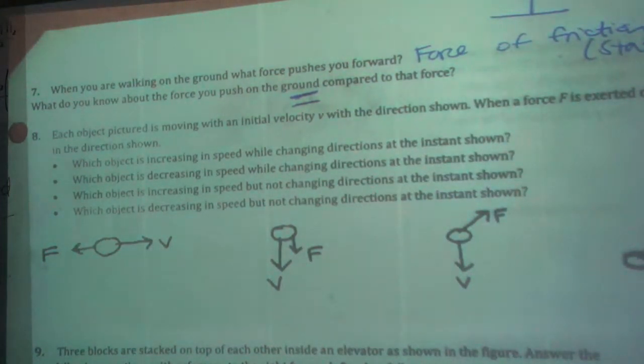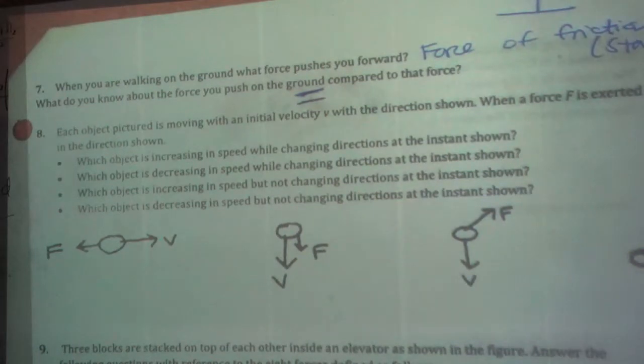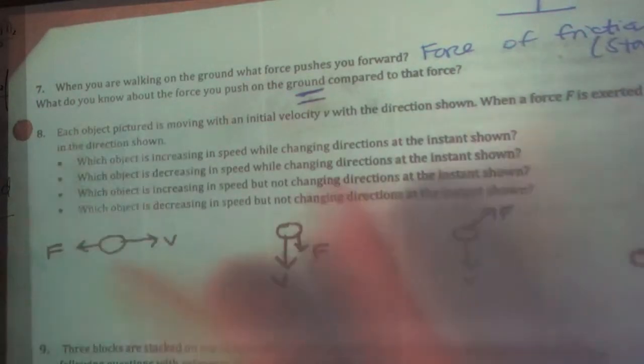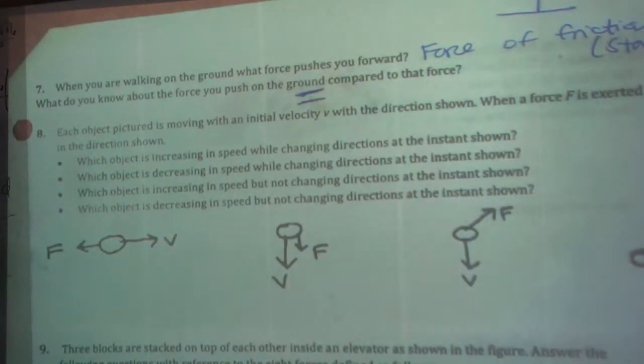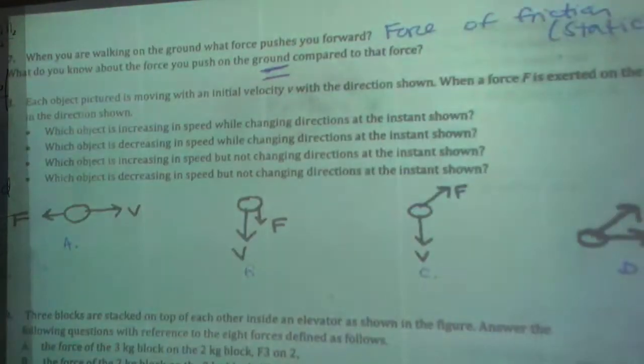All right, number 8. We have an object that's moving with an initial velocity as shown, and then a force is exerted on the object in the direction shown, and we want to know which object is increasing in speed while changing directions at that instant. So if it's moving to the right and just now a force is applied at that instant, we want it increasing speed and changing directions. I'm going to call these A, B, C, and D, so that's easy to match.